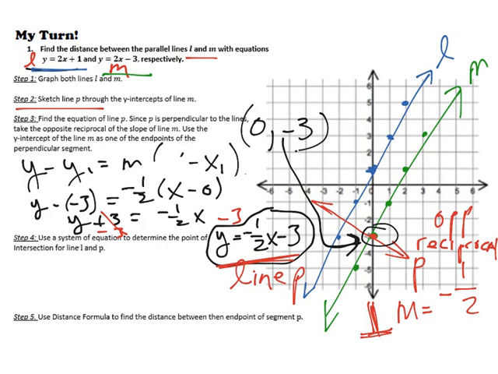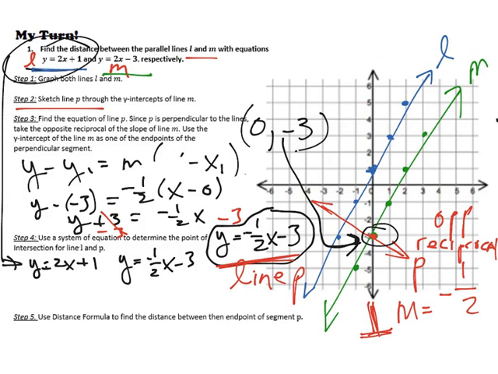Just to make sure we remember where we're at in this problem, step 4 says, use a system of equations to determine the point of intersection for line L and P. So I'm going to take line L, I'm going to take line P, and I'm going to set them equal to each other. Remember, line L is this guy up here. So I'm going to say y equals 2x plus 1. And the other one, line P, here it is right here.